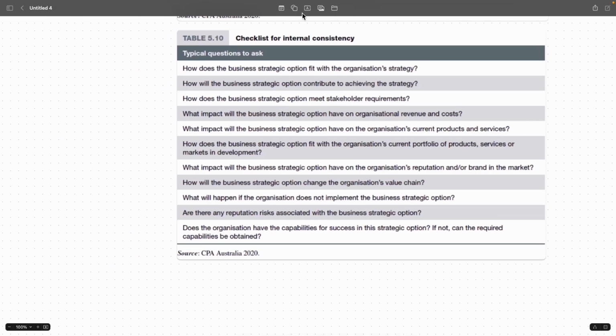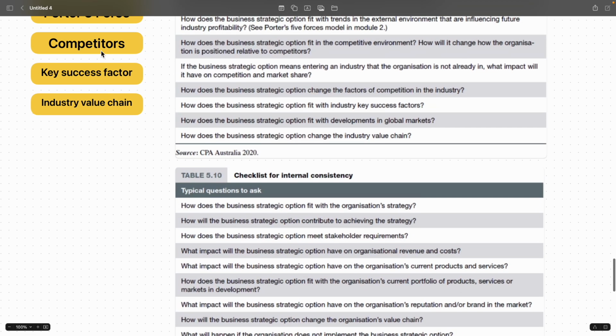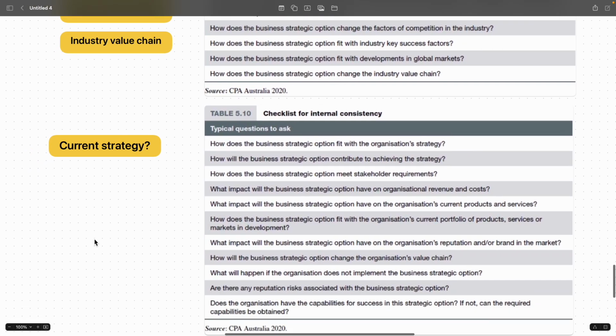So the first part is the current strategy. Is there a fit or not? Does it lock in with what you are doing right now? If you are going for market leadership in quality, say, and then you suddenly jump to cost, you've got a problem already, correct? You're trying to be cheap and all that, okay? Next, how does the business strategy option contribute to achieving your current strategy?